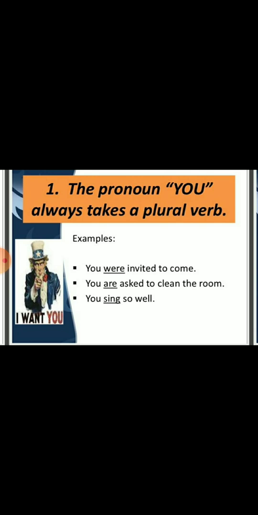Rule number 1. The pronoun "you" always takes a plural verb. If you are using "you", then always a plural verb will be used. See the examples. You were invited to come. You are asked to clean the room. See, with "you are", a singular verb is not used, but the plural one. You sing so well. All are plural verbs.